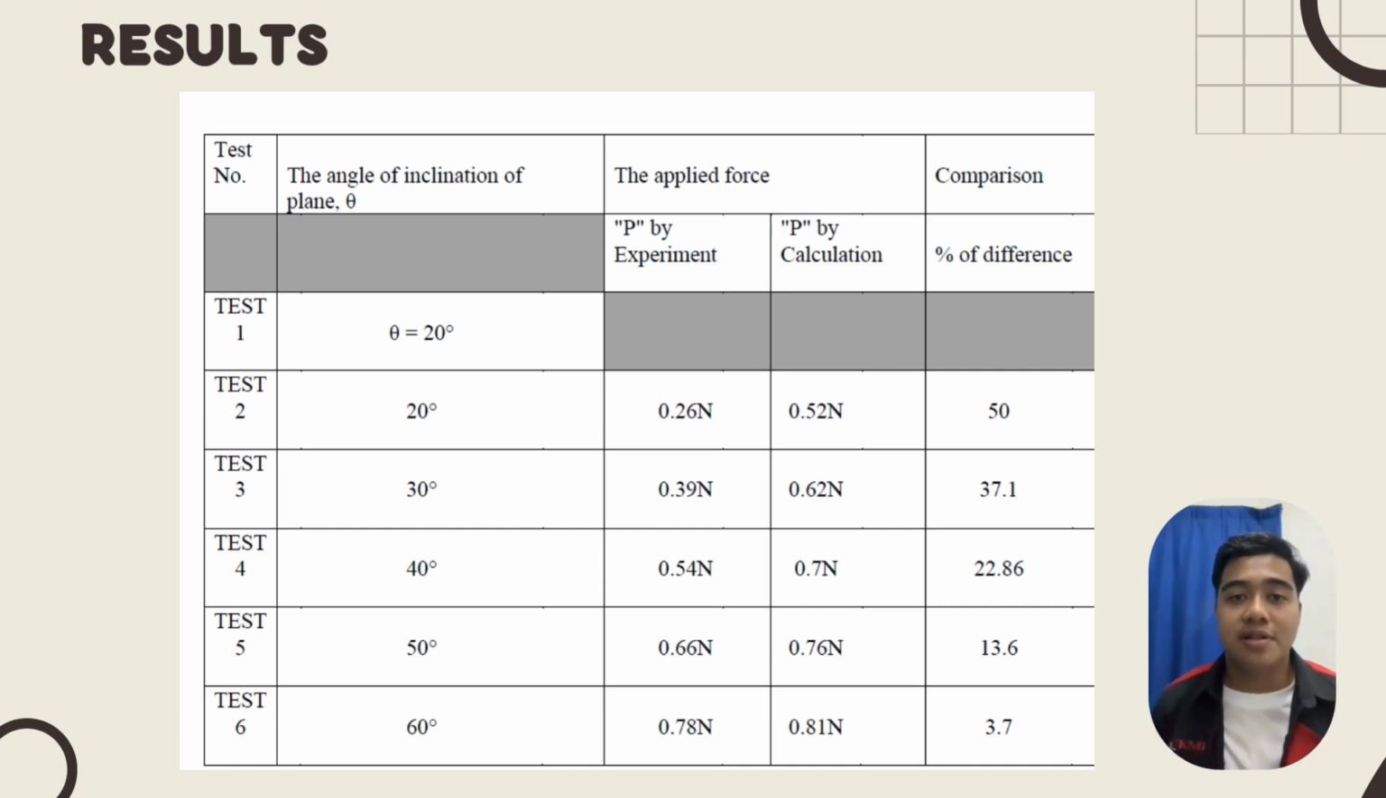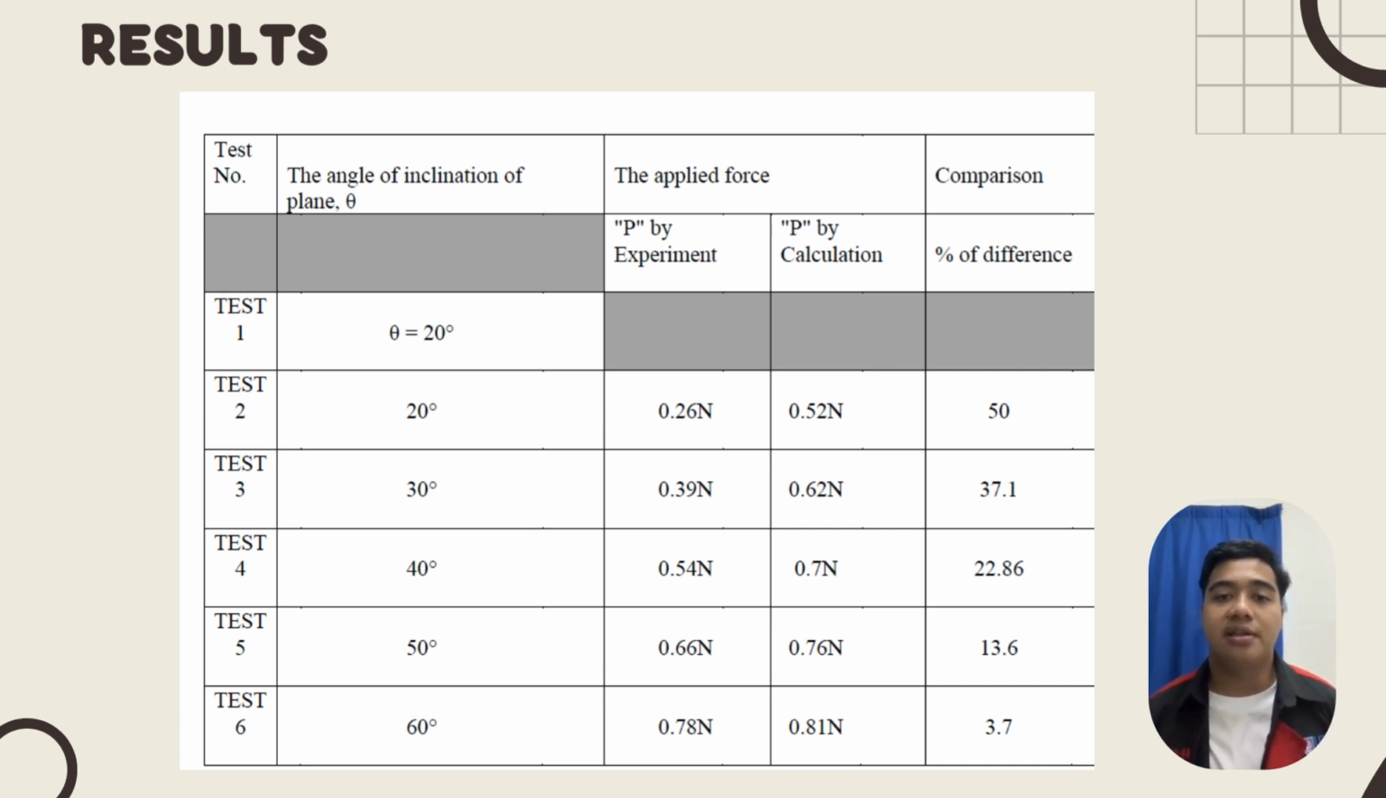The table presents experimental and calculated values of the applied force required to move an object on an inclined plane at different angles. It includes 6 tests with inclination angles ranging from 20 degrees to 60 degrees. For each test, the applied force is measured experimentally and compared with the theoretical force calculated using relevant equations. The percentage difference between experimental and calculated values is also provided.